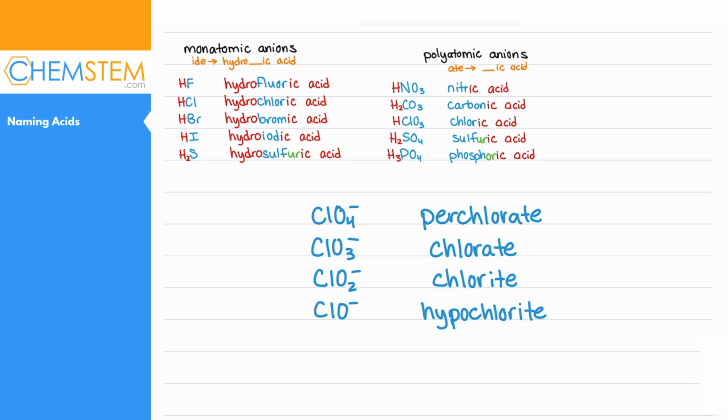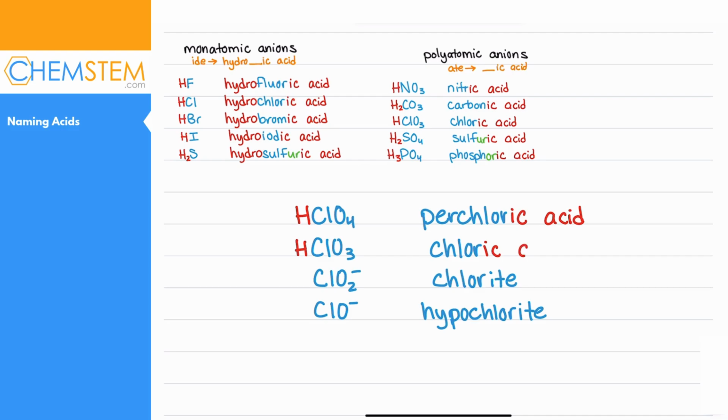The rules are the same if you want to make the ate versions into acids. So just like we just saw above, if I want to make the perchlorate into an acid, I add one H to the front because there was one minus sign. The same thing is going to be true for the chlorate, which we already know. So we're going to add one H to the front. We're going to chop off the ate, and we're going to add the ic acid. So we have our ic acid.